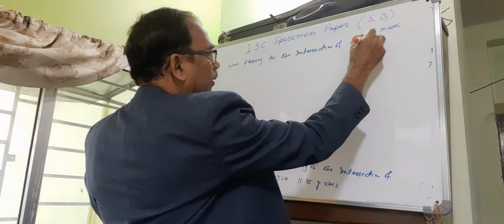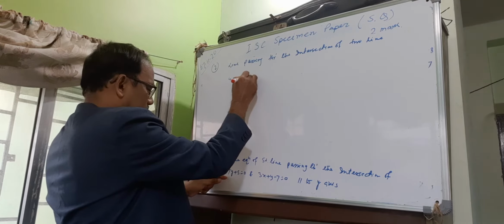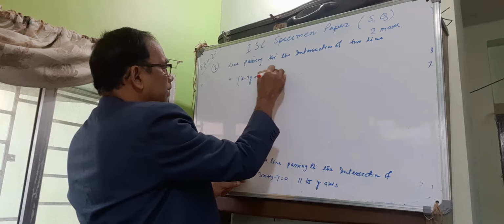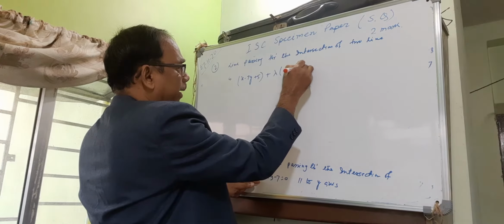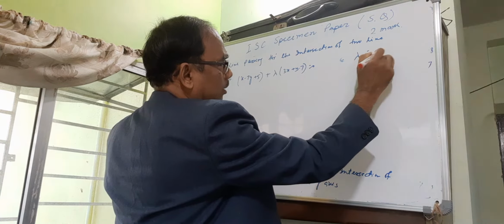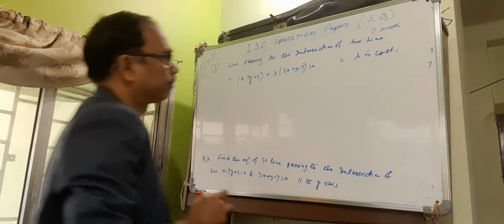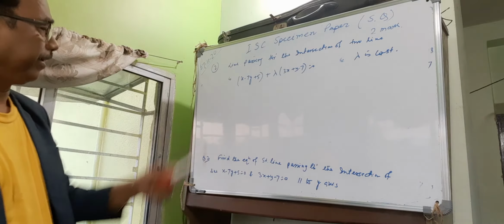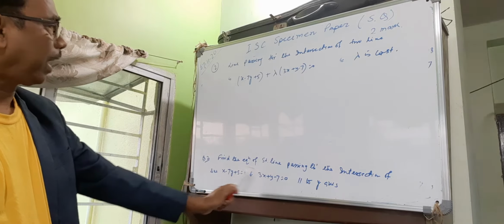Two lines: x minus 7y plus 5 plus lambda into 3x plus y minus 7, where lambda is constant. This is the line passing through the intersection of the two given lines, this and this.